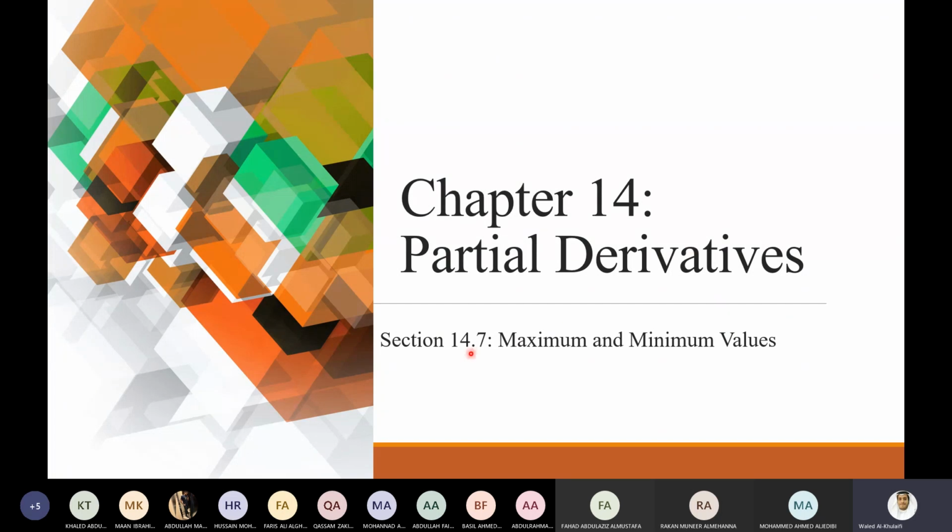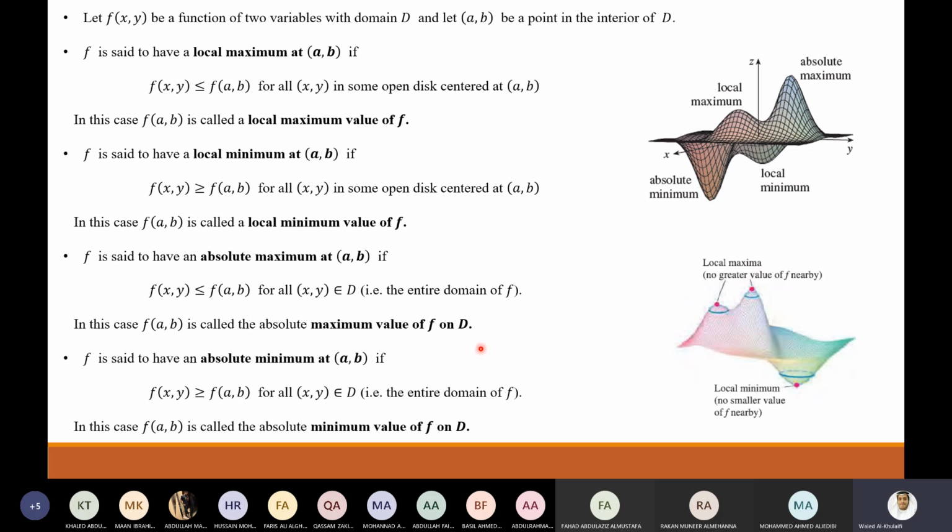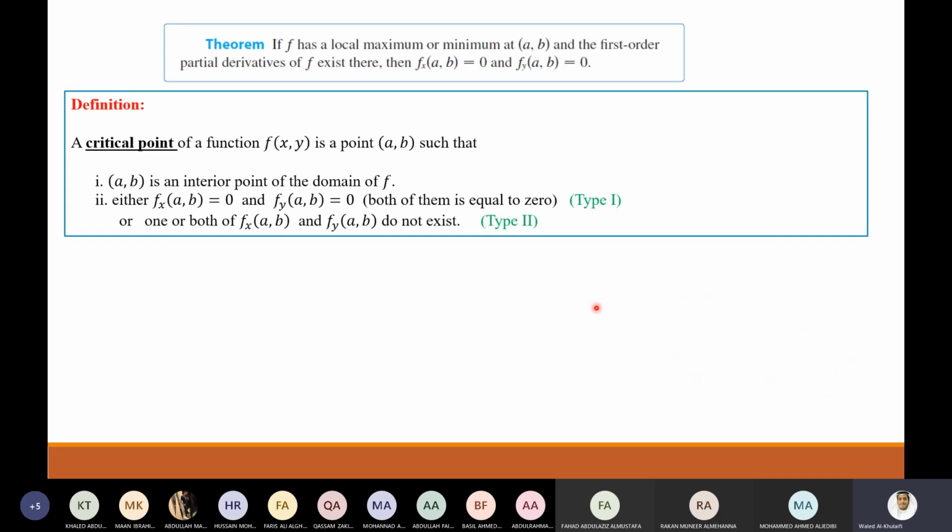So we continue in this section 14.7. What remained is only the last part, which is the optimization problems. So let's remind ourselves what we took in that section. We said that there are local minimum and maximum values of a function, and there is an absolute maximum and minimum of a function of 2 or 3 variables.